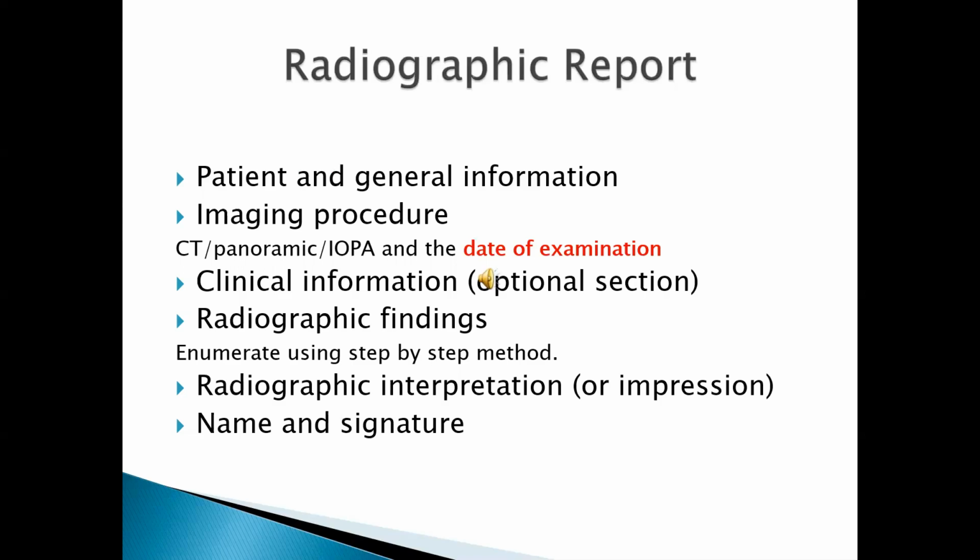Then you write the radiographic findings step by step, starting from the periphery, internal structure, effects on the other organs or the surrounding landmarks, and finally you come to a diagnosis or a radiographic impression. This is followed by your name, signature and the date. So this is the last step in the writing of the radiographic report.